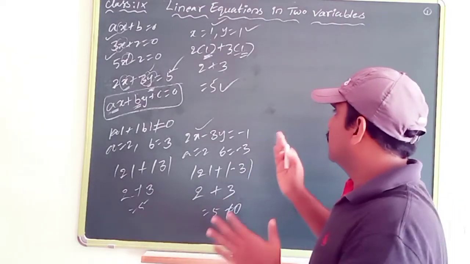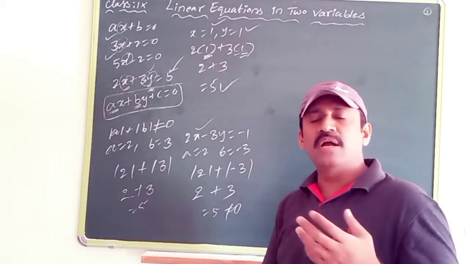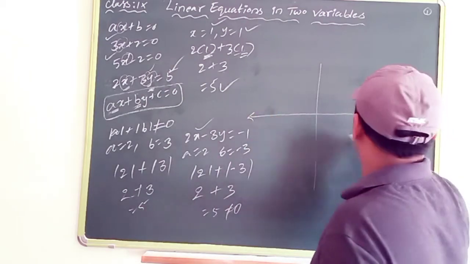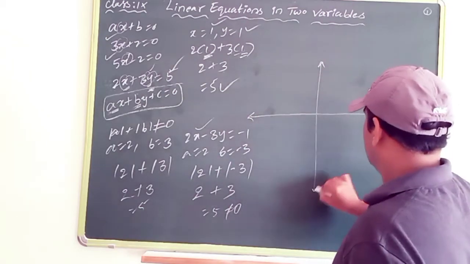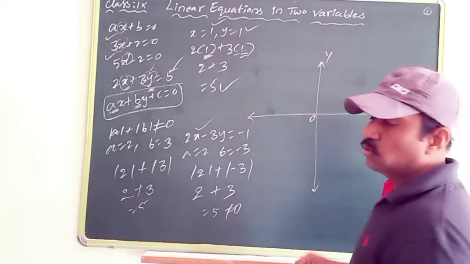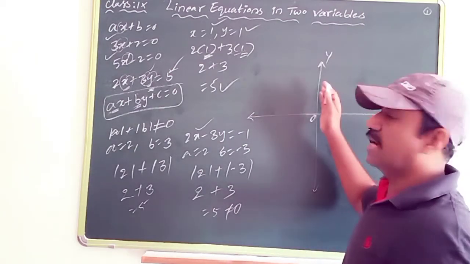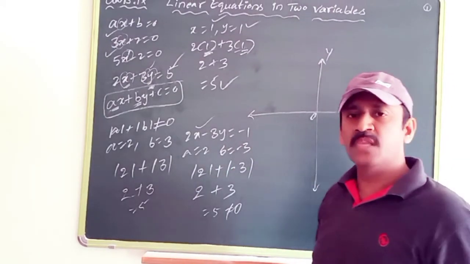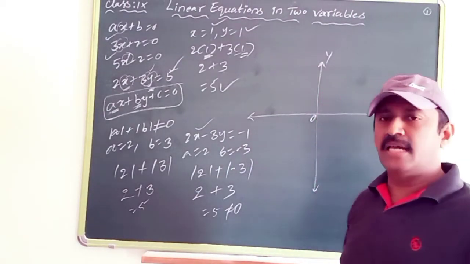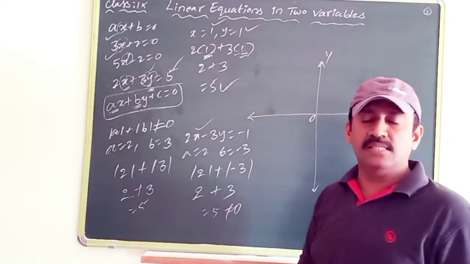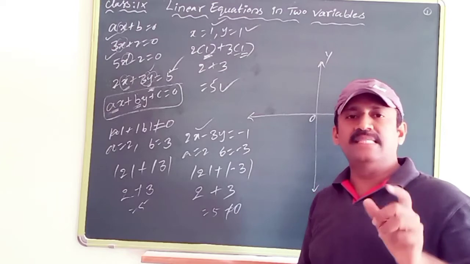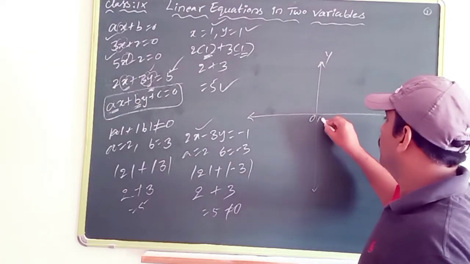If you draw the graph by using this, what will you get? For example, it is a plane. This is the x-axis and this is the y-axis, and here 0 is the origin, right? The intersecting point of the axes. This is called a horizontal line. The horizontal line is called the x-axis. The vertical line is called the y-axis. The intersecting point of the horizontal line and the vertical line is the origin. Origin means this one, 0, 0.